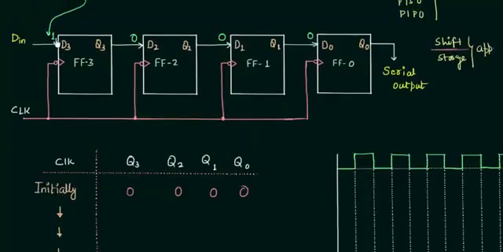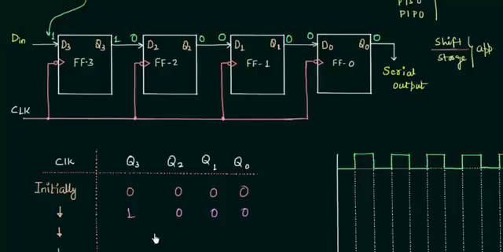And here D3 is equal to 1, so Q3 is going to be 1. D2 is equal to 0, so Q2 is 0. D1 is equal to 0, so Q1 is going to be 0. D0 is 0, so Q0 is also 0. So we have our output as 1 0 0 0. So the output is 1 0 0 0 for the first falling edge.